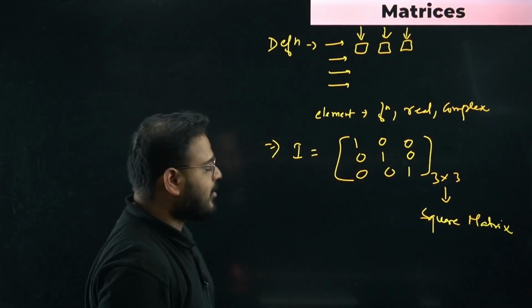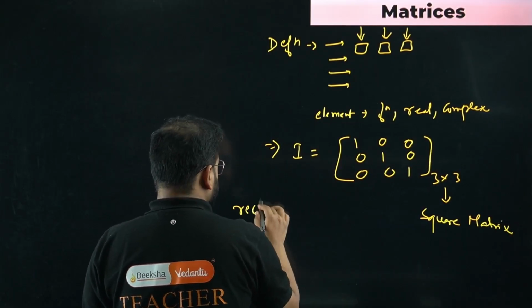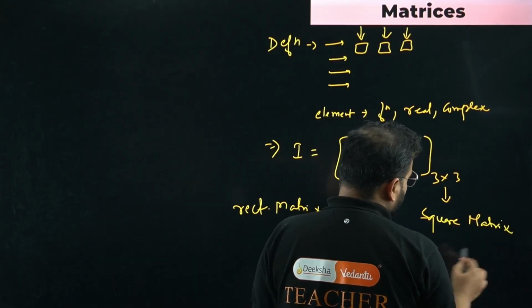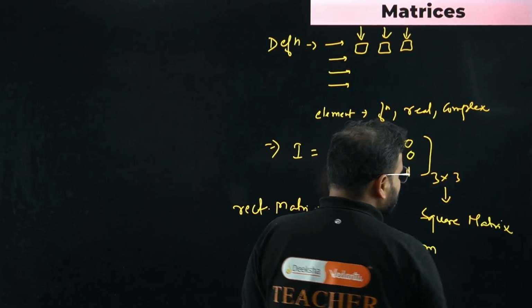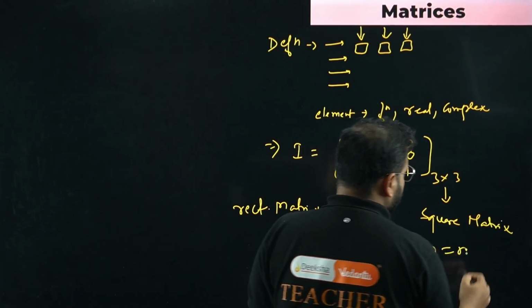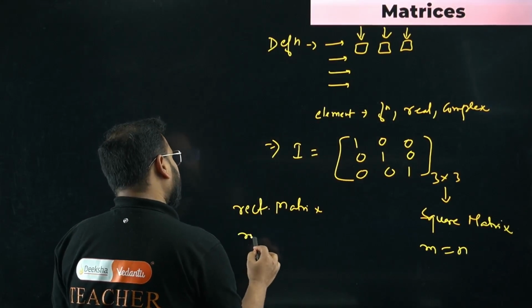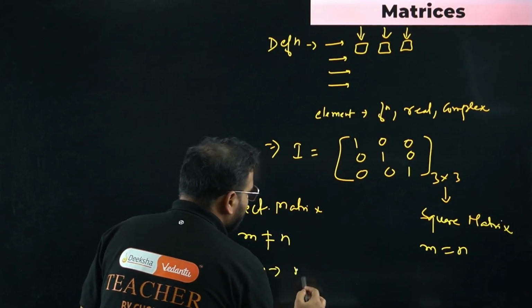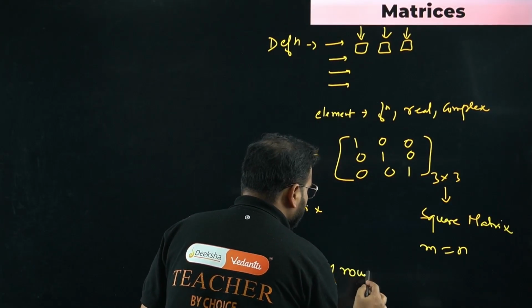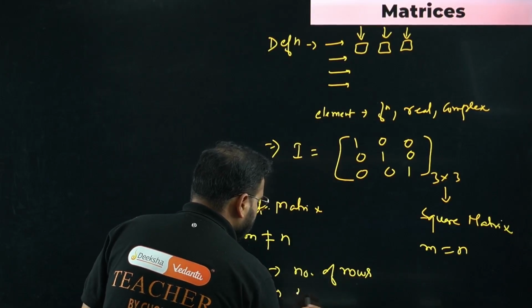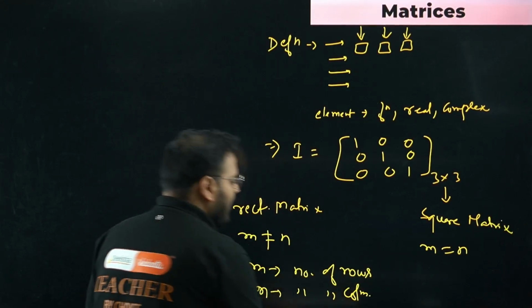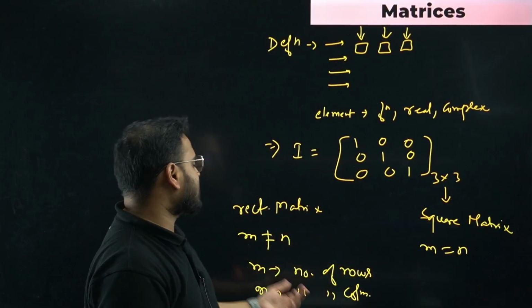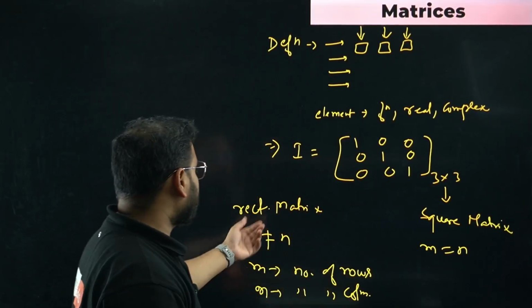We have two types of matrix: square and rectangular. In the order, the number of rows, usually written as m, will be equal to n in a square matrix. In a rectangular matrix, m will not be equal to n. What is m? M represents the number of rows, whereas n represents the number of columns. I hope this is clear. N is the number of columns and m is the number of rows. So when they're equal, we call it a square matrix. Otherwise, we call it a rectangular matrix.